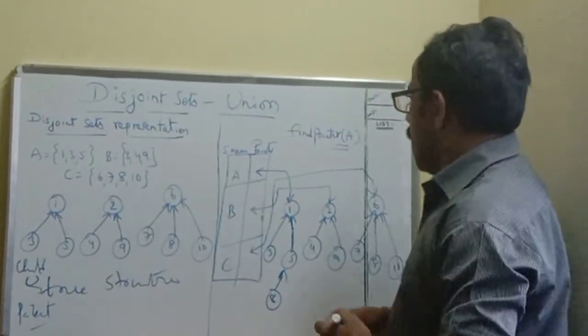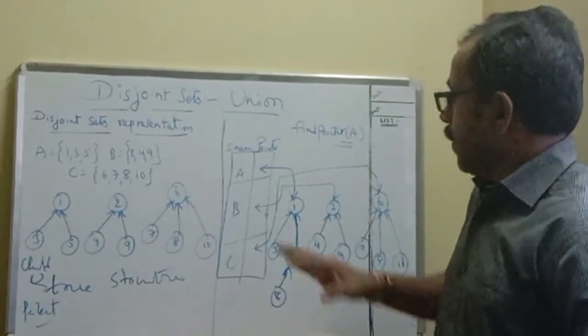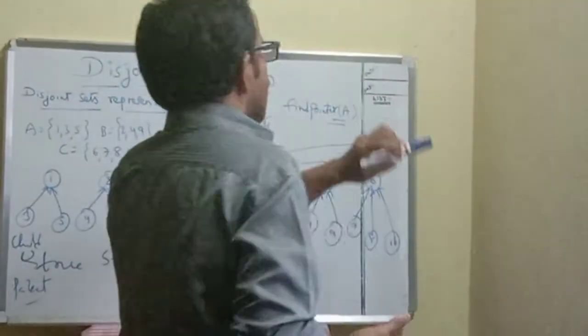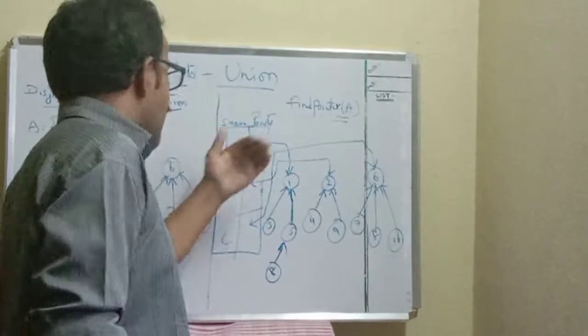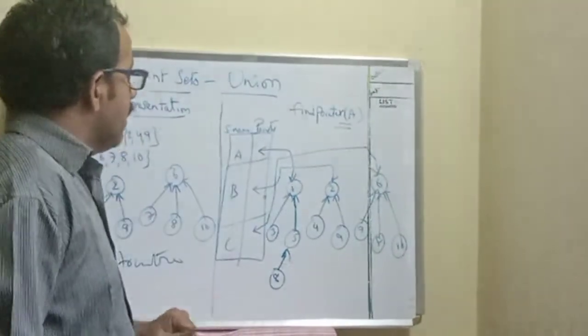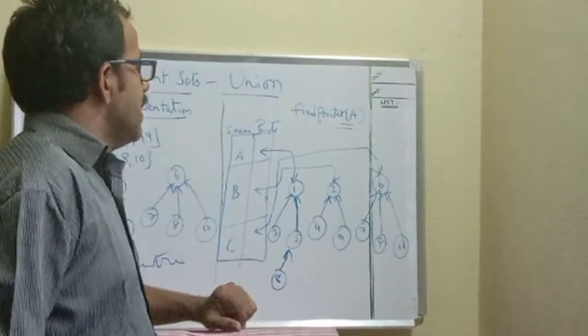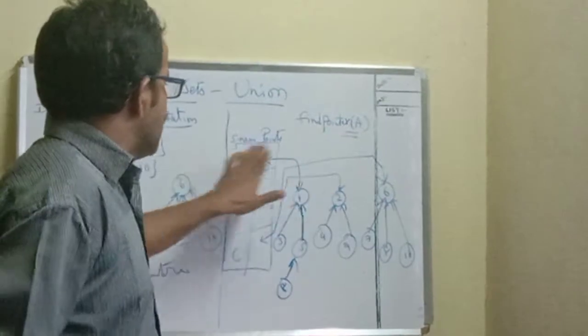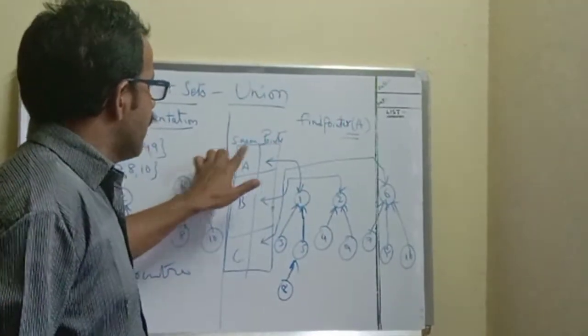Suppose you want to find the root node of the respective set, then simply use find pointer of A, or find pointer of B, or find pointer of C. So what do you mean by find pointer of A? This find pointer of A function is used for finding the root node of the respective set. Then this particular function starts here. Find pointer of A.